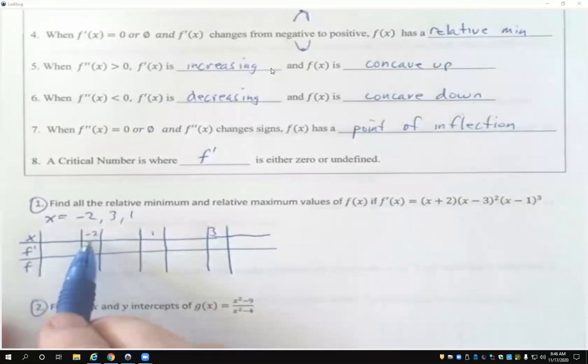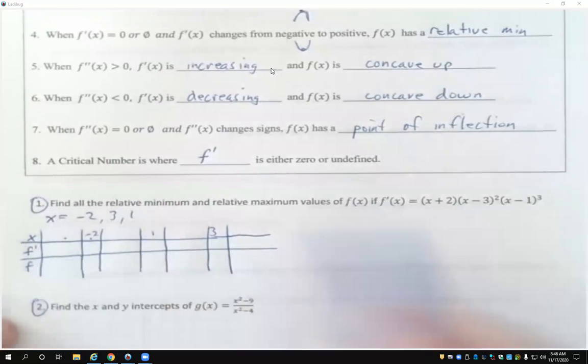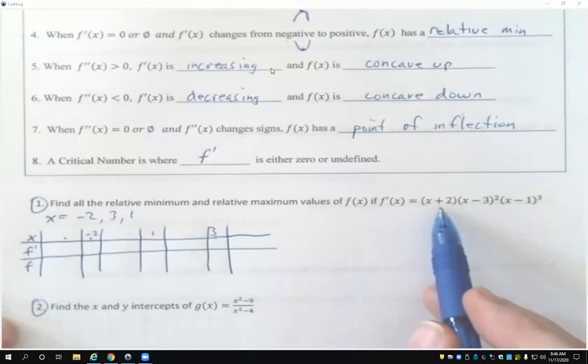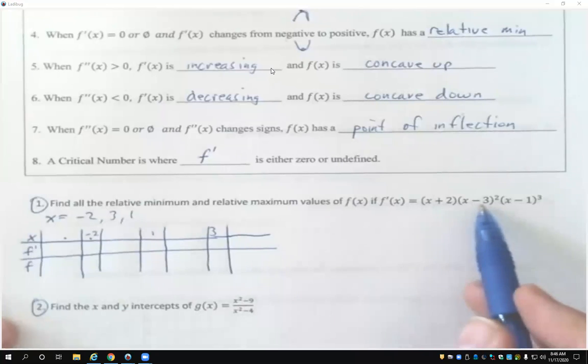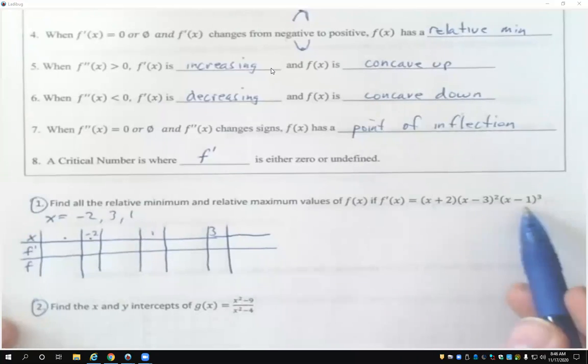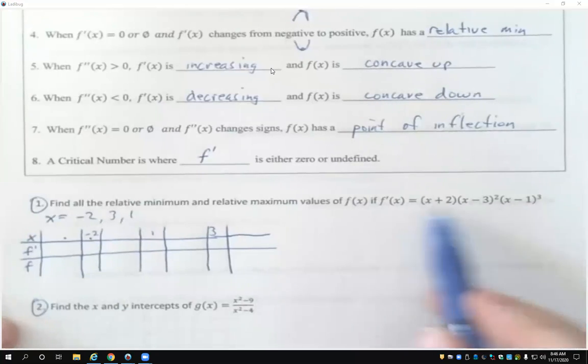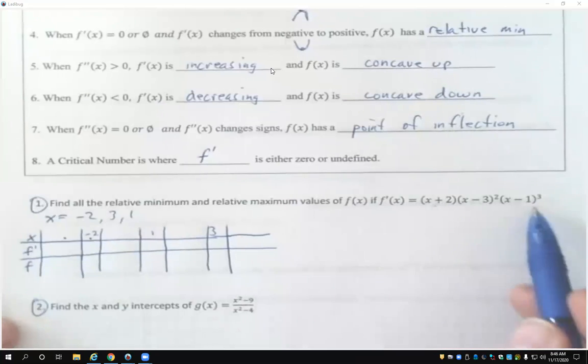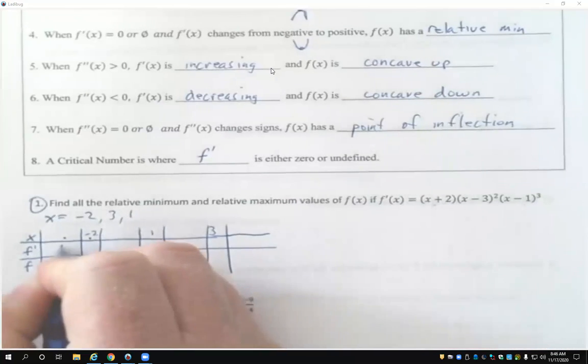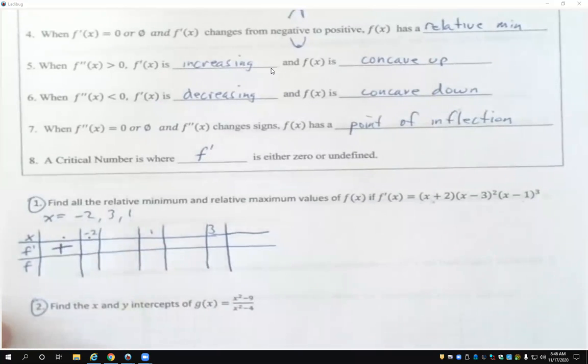Okay, so I pick a number less than -2, and I'm going to plug it in here. If I pick -3, that'll be negative. That'll always be positive, and that's going to be negative. So a negative times a negative times a positive is going to leave me with a positive here. Okay, we know at -2 we're 0.